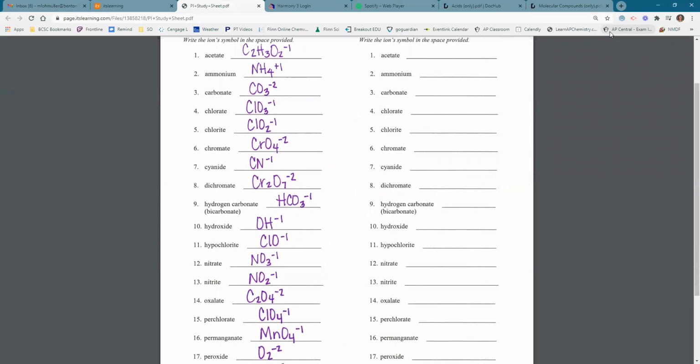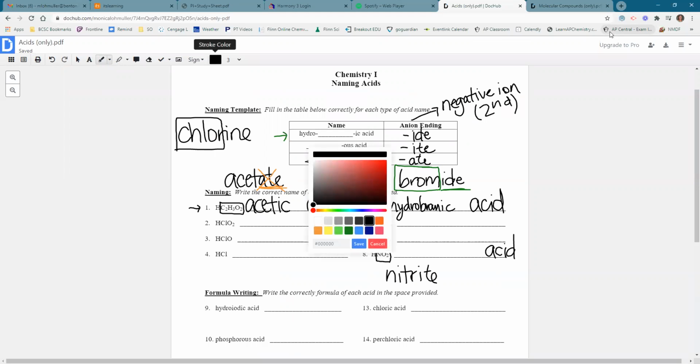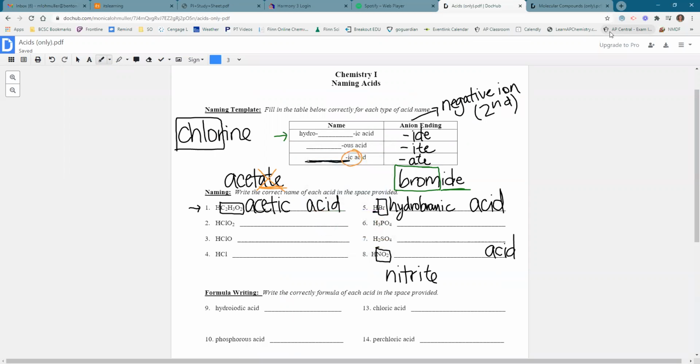Okay, and so NO2 is number 13, nitrite. NO2 minus 1 is nitrite. So that means that we're looking at the word nitrite. Okay, the root of the word, let's go with blue. I'm just picking colors, now that I figured out how to change the color. So our root of the word is going to be the NITR, but then we're going to change the ending.